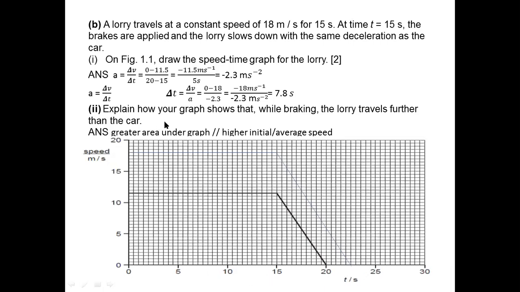Okay, next is, explain how your graph shows that while braking, the lorry travels further than the car. How it shows that: greater area under the graph. Or you can also state that the second lorry's initial speed is more as compared to the first. The first lorry was moving with a speed of 11.5. The second is moving with 18 meter per second. So it has higher average speed, the second one.